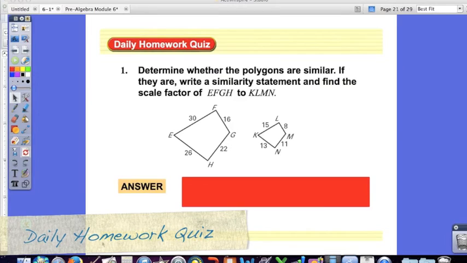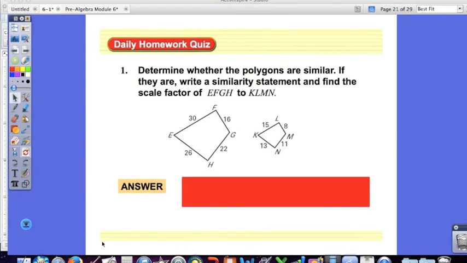So now we're going to see if you're ready. It's the daily homework quiz. Determine whether the polygons are similar. If they are, write a similarity statement and find the scale factor. Well, right away I can see that this to this is twice the amount. These are all twice the amount. So the scale factor is 2 over 1.